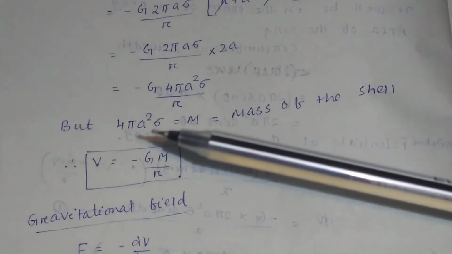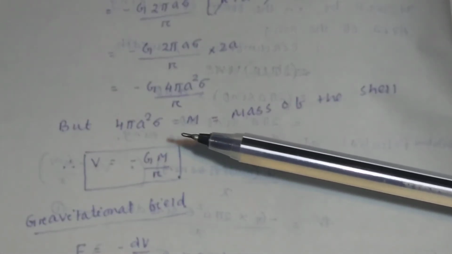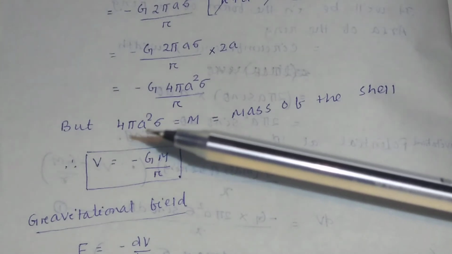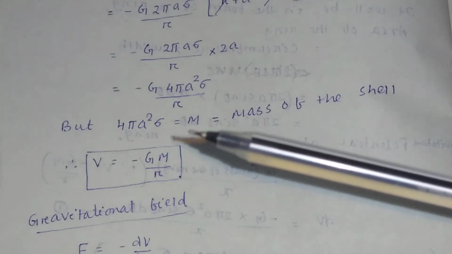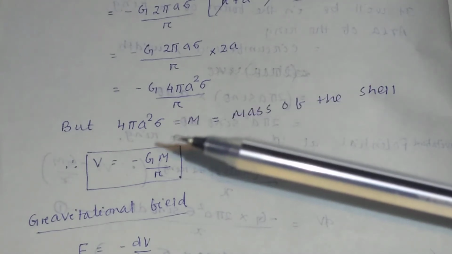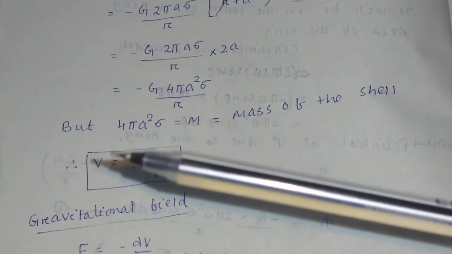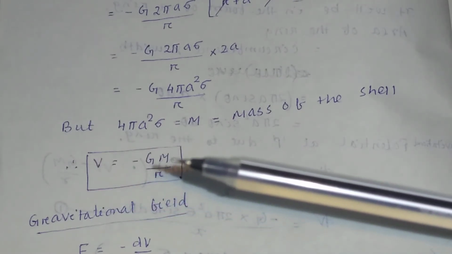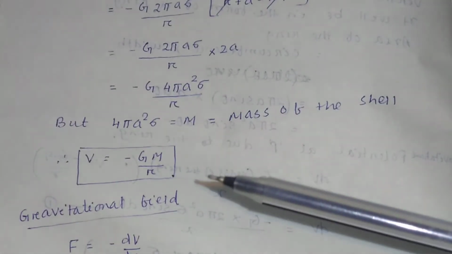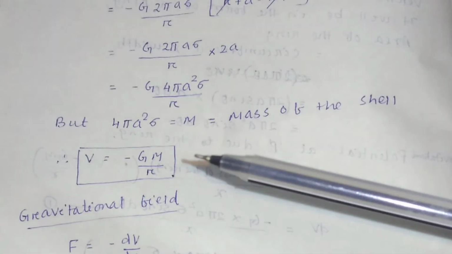But we know 4 pi a square sigma, this is the area and this is the surface density of mass. So if you multiply area with surface density, you will get the mass of the shell. So V will be equal to minus GM divided by R. So this is the required formula for the potential due to a spherical shell for a point lying outside the spherical shell.